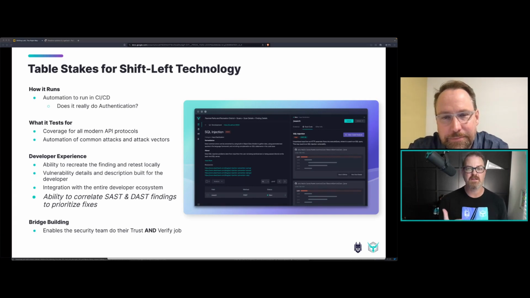But I think the other thing that you've got to remember here, talk about authentication, talk about covering APIs, talk about covering different code languages, and automation of those common attacks and attack vectors. But also think about how it's going to enable you as a security person to do your trust and verify job. And I say and, not but, because but implies you didn't do the first part. Trust and verify that what's going on is right.